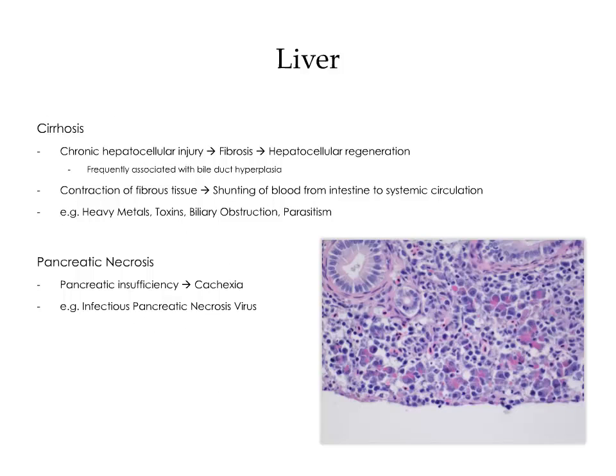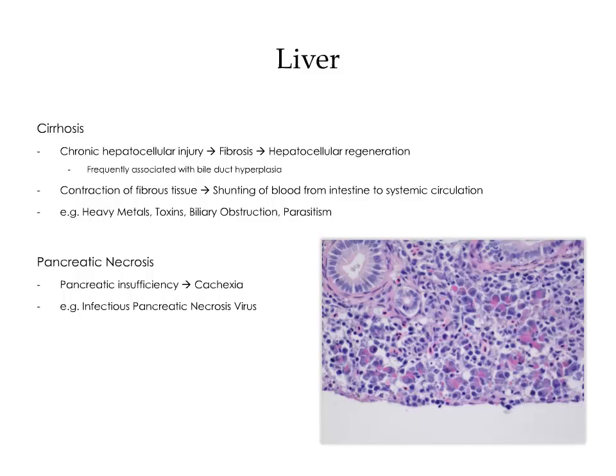Cirrhosis is a consequence of chronic hepatocellular injury, resulting in fibrosis and hepatocellular regeneration. It's frequently associated with bile duct hyperplasia. Contraction of the scar tissue results in a shunting of blood from the intestine to systemic circulation. Causes of cirrhosis include heavy metals, toxins, biliary obstruction, and parasitism.